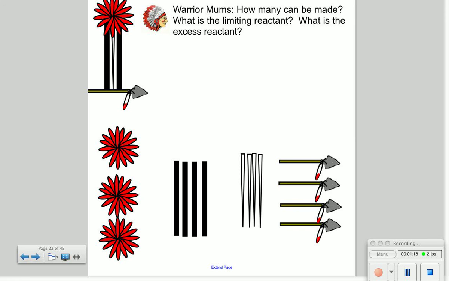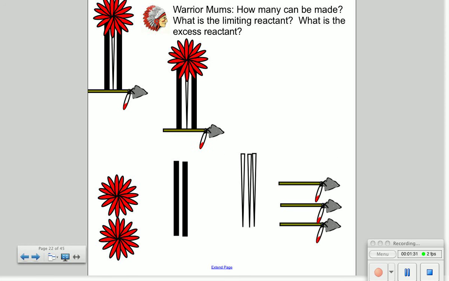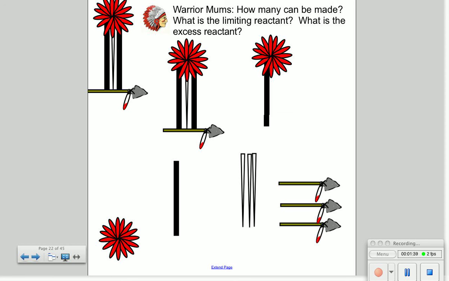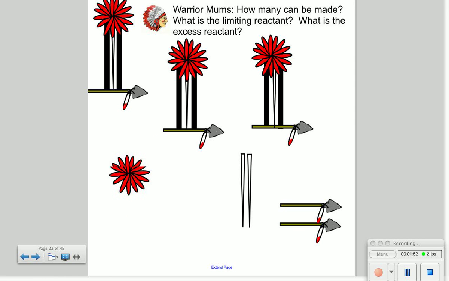So let's figure out how many Warrior Mums can be made. So here's one. 2 black ribbons, white, at the bottom of the sphere. So I got one Warrior Mum. All right, let's see if we can make another one. All right, there's 2 Warrior Mums. Can I make a third? Oh, no, I can't. I ran out of black ribbon.